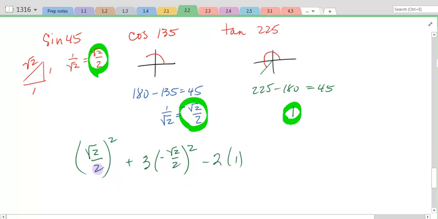So the square root of 2 over 2 squared means I square both the numerator and the denominator, giving me 2/4 plus 3 times, again, 2/4 minus 2. If you simplify this entire expression right here, then you'll see that you get 0.